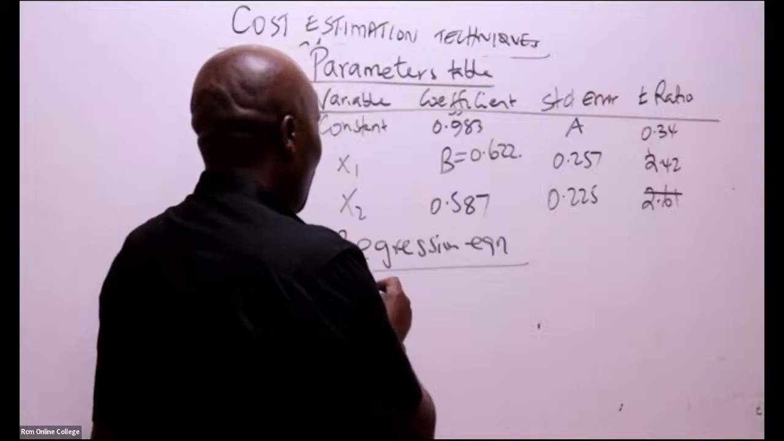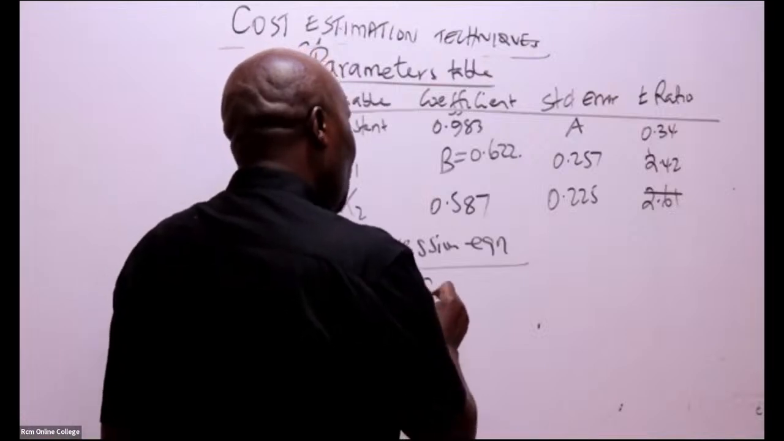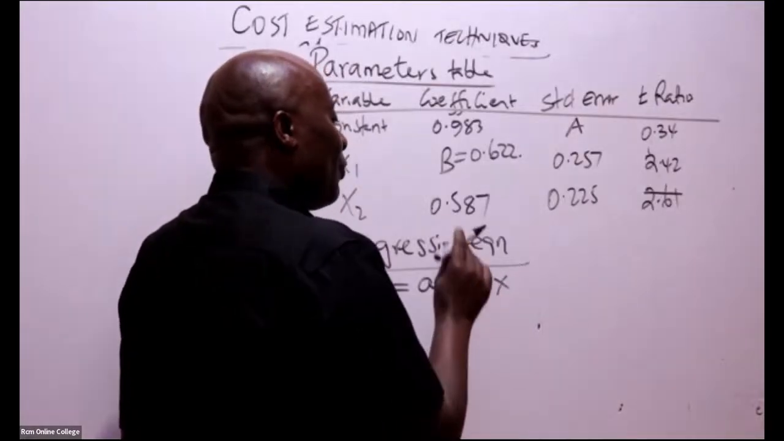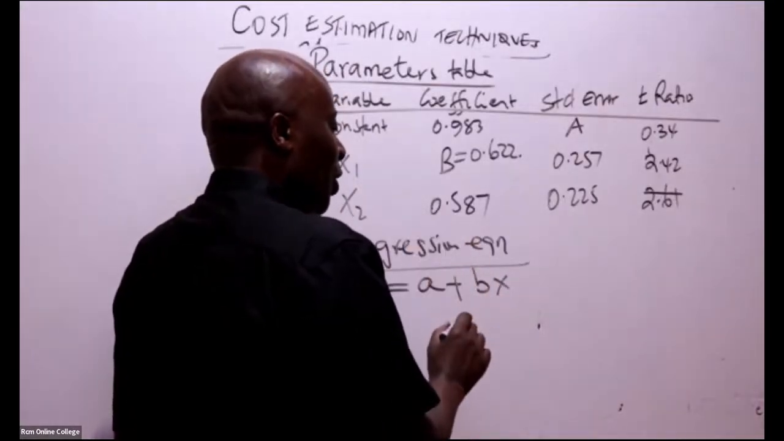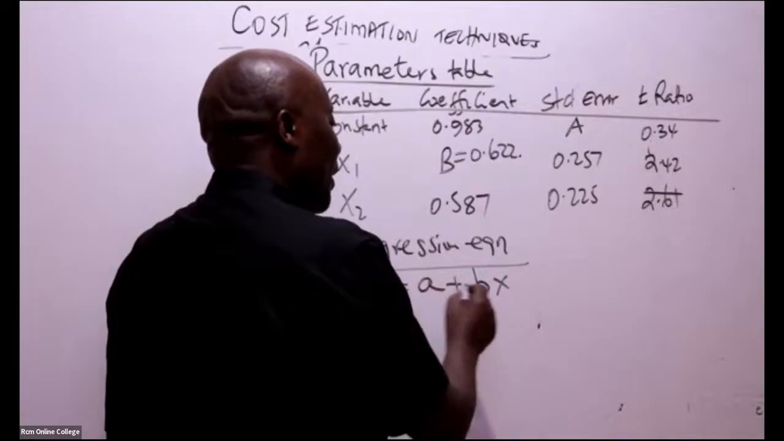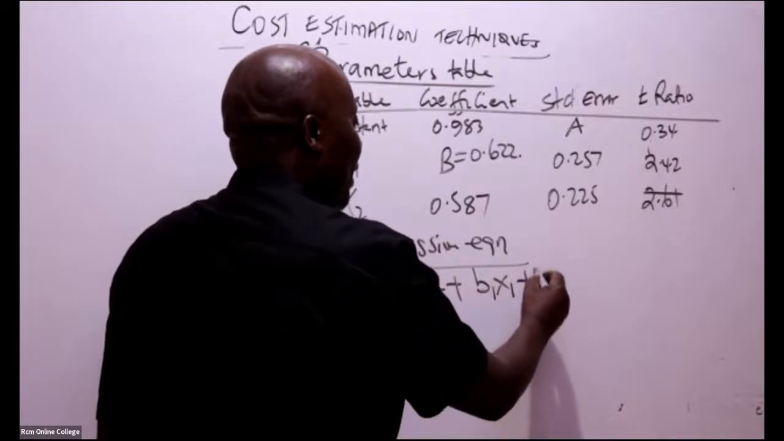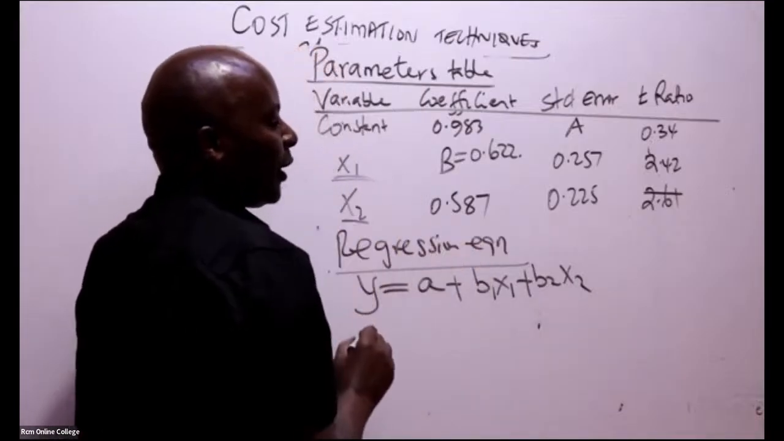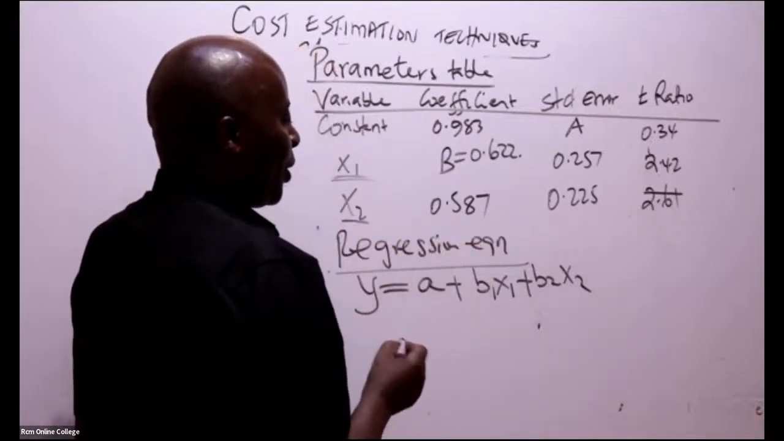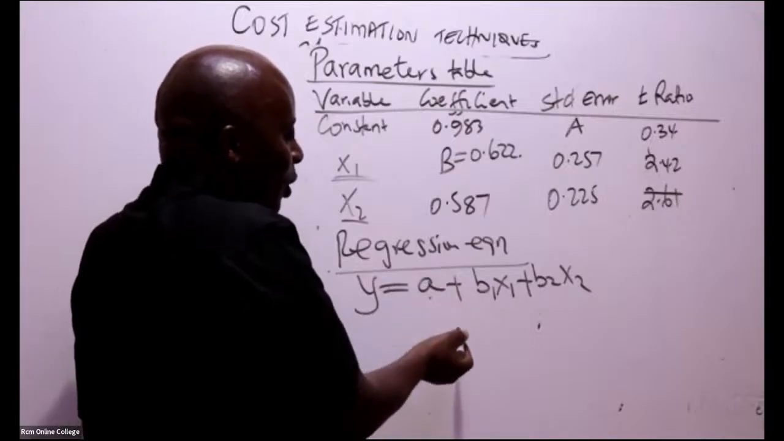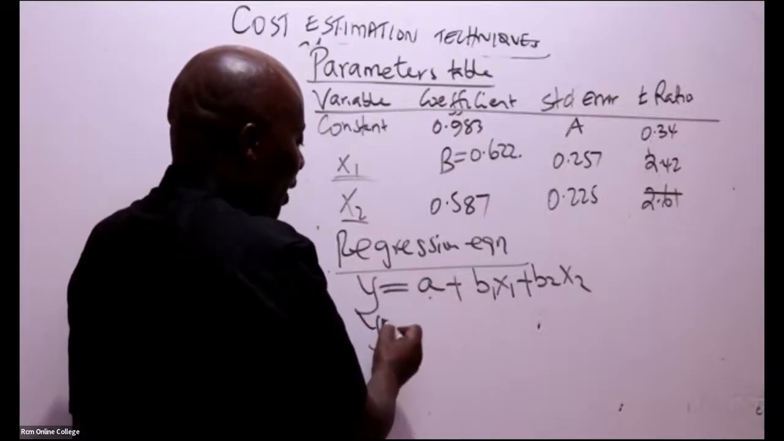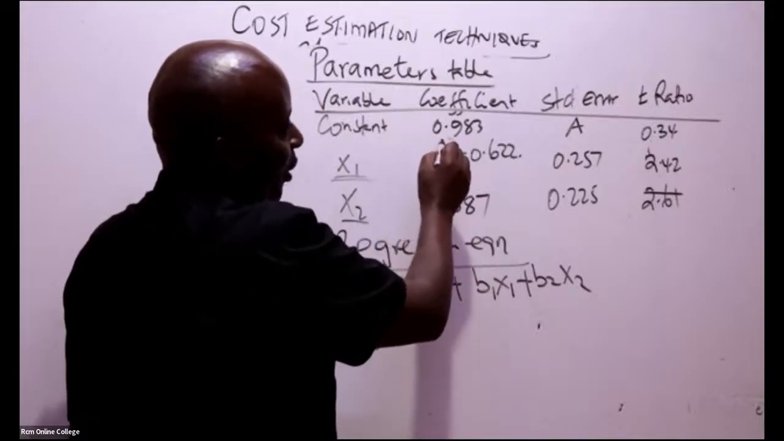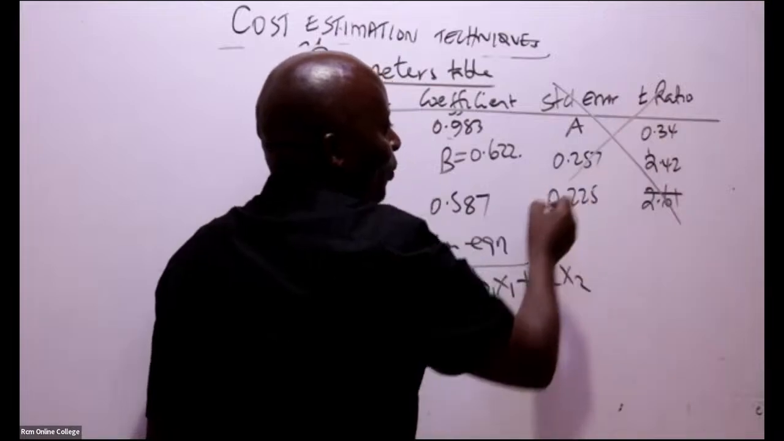Therefore, the general regression equation, the normal one, is Y equals A plus bX. But now we have got 2 X values. So it will be Y equals A plus B1 X1 plus B2 X2. Remember, A is the constant coefficient, which is this one. These 2 are irrelevant in terms of equation formation.